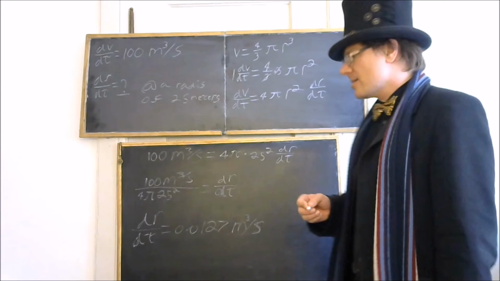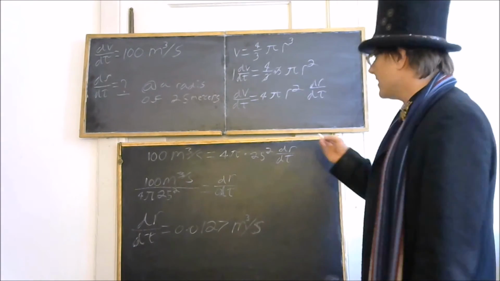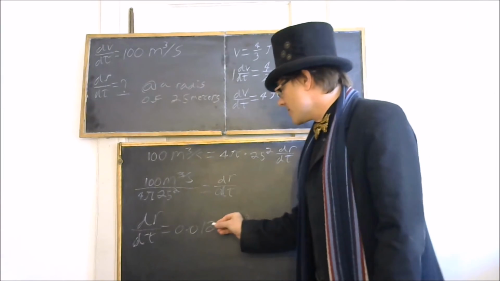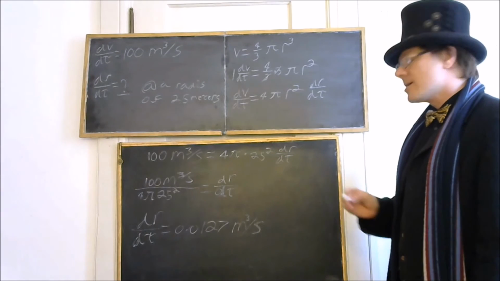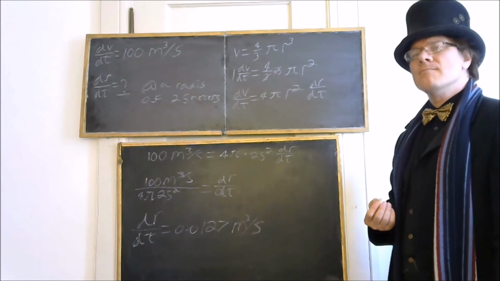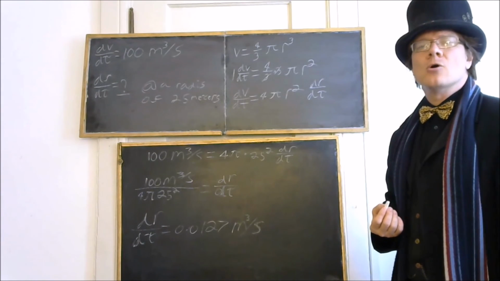So we find here that the rate of change of the radius with respect to time at 25 meters is 0.0127 meters per second. So it's slowed down. Hopefully you can make it stop completely, or we're all going to perish in terrible, horrible agony.